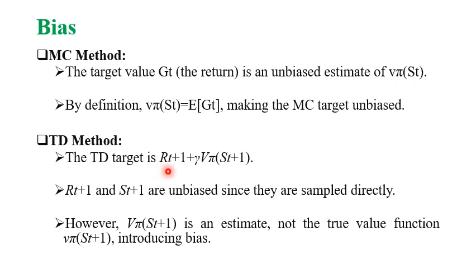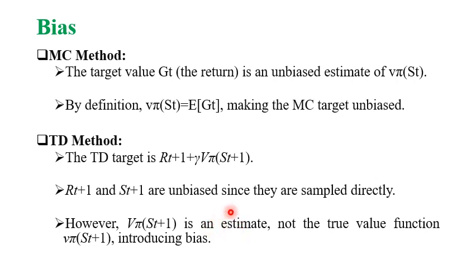The TD target is computed using the following formula: immediate reward plus future reward. The reward and next state are unbiased since they are sampled directly. I think this is clear. However, this value function is an estimate. We have a simplifying assumption here. In every step, we estimate the value function. That's why we say that TD method is biased.